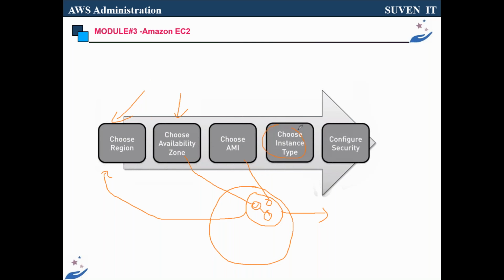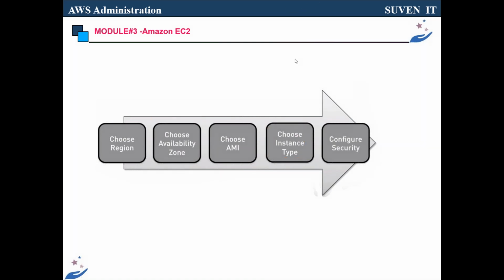After that, what type of model server you want to create, then what type of access you want to provide. What type of access means, who needs to log in to this server. Who needs access to the server, all of that we can provide. So these are the different important steps we need to follow while creating a new server.